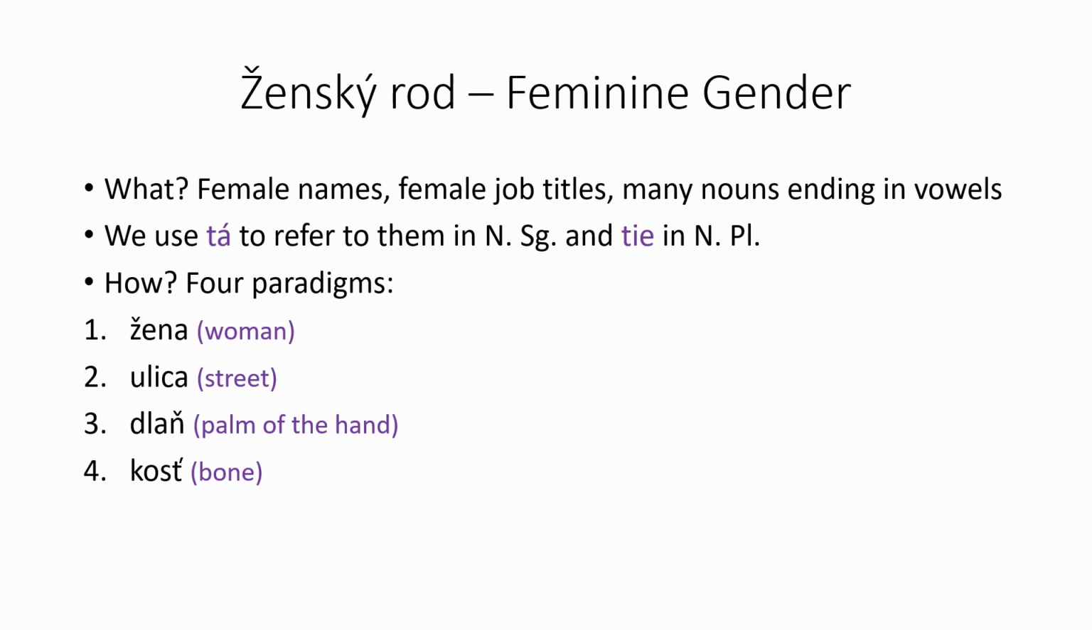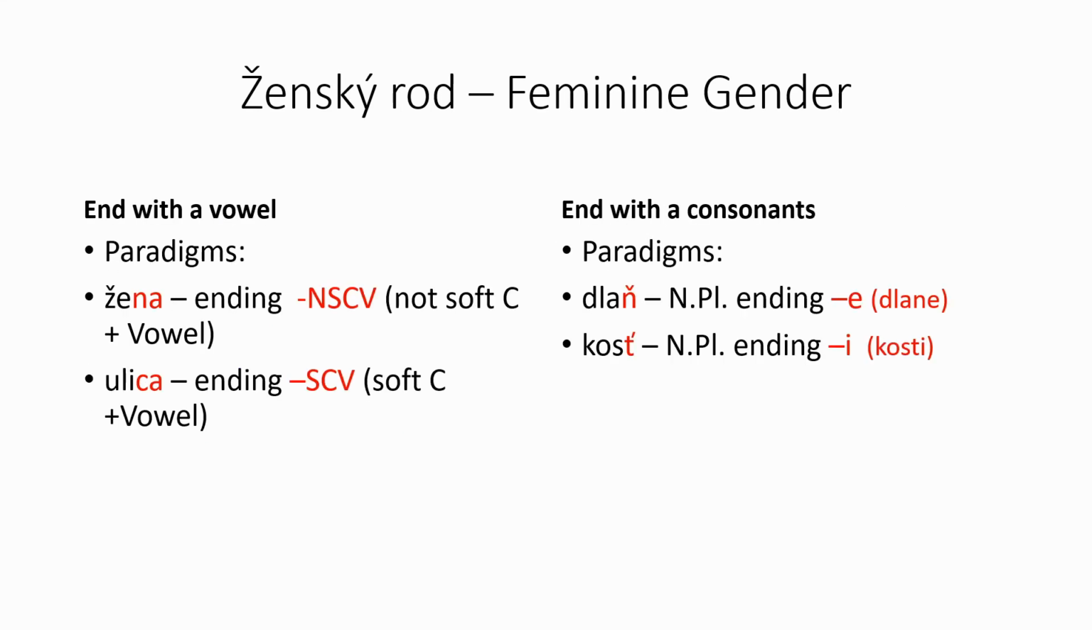Once again, there are four paradigms: žena, ulica, dlaň, kosť. However, this time we do not have the living, non-living distinction that is unique to male nouns. So for female nouns or feminine nouns, we have a different distinction to help us narrow down our selection of which paradigm it is to two, because it's much easier to set than to know which paradigm it is. So we have those that end in a vowel, those are žena and ulica, and those that end with a consonant, dlaň and kosť.